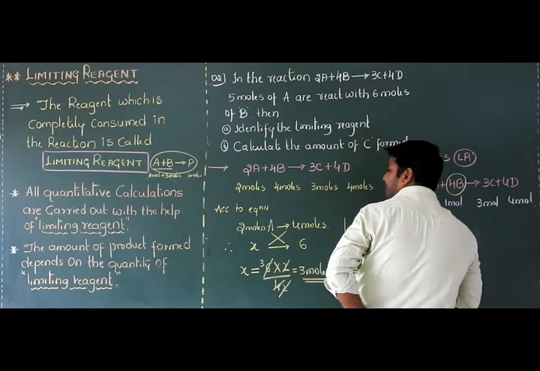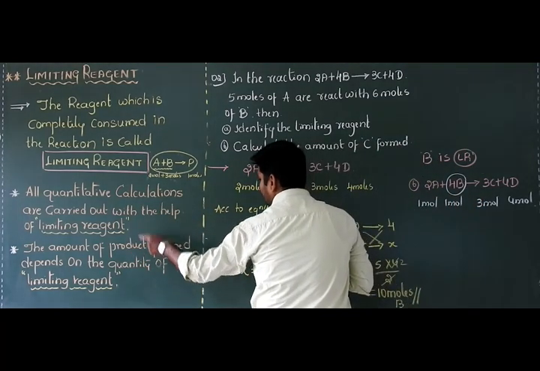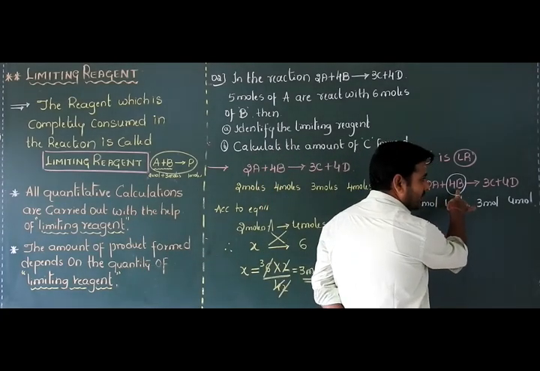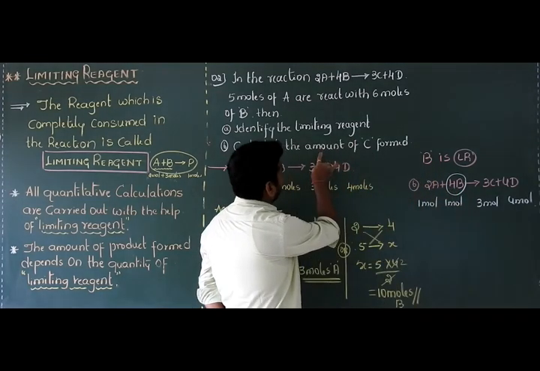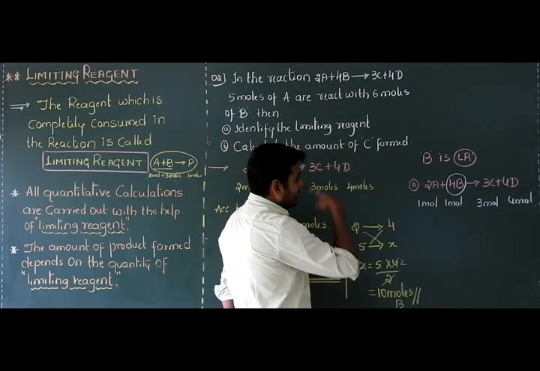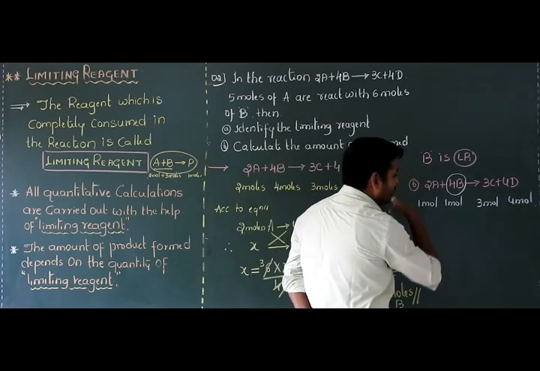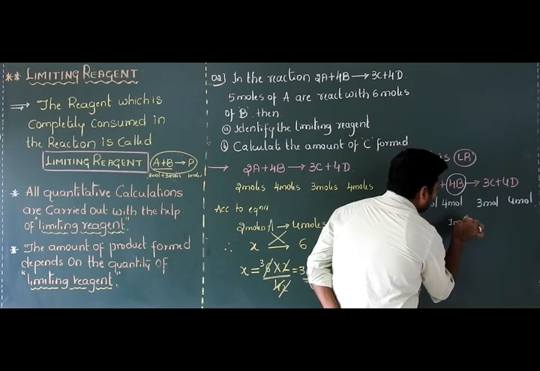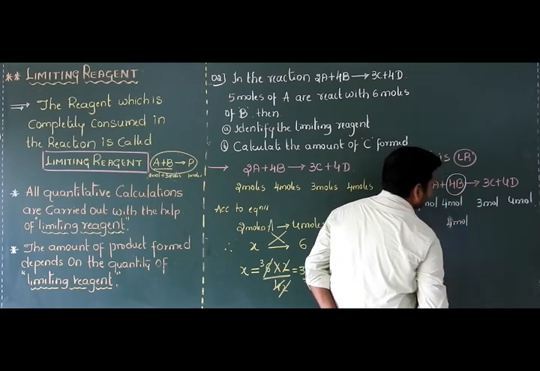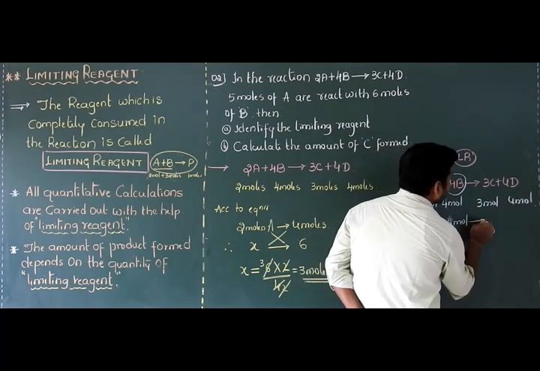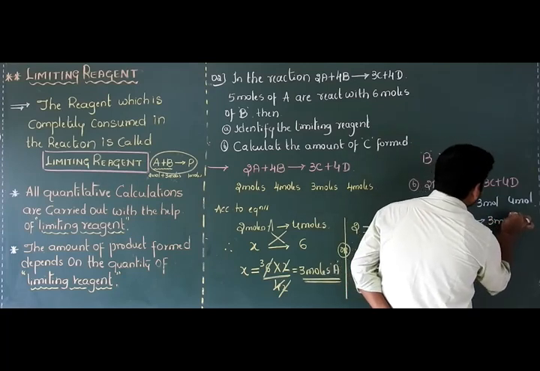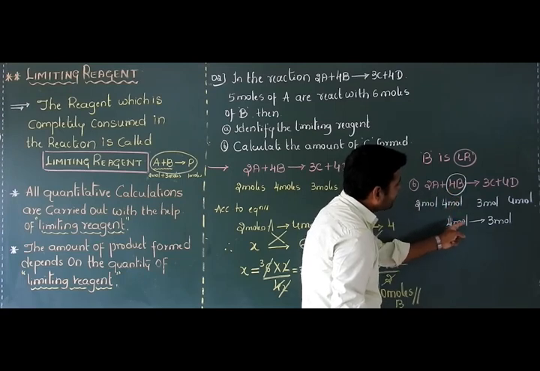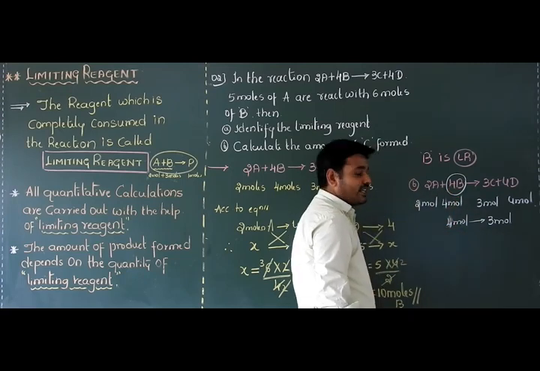And you please recall the sentence: the product formation always depends on the quantity of limiting reagent. And which quantity did they ask? The quantity of C formed. They asked to calculate the amount of C formed. So according to this balanced equation, 4 moles of reactant B produces 3 moles of product C. Under the balanced equation, 4 moles of B, 3 moles of C in the product.